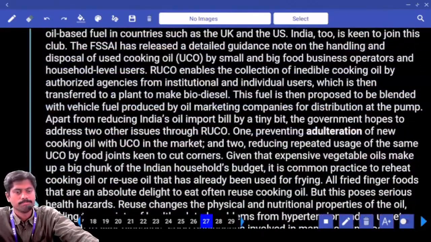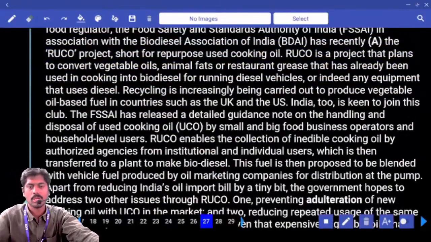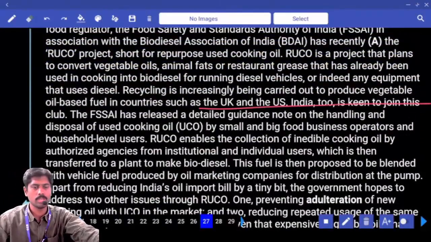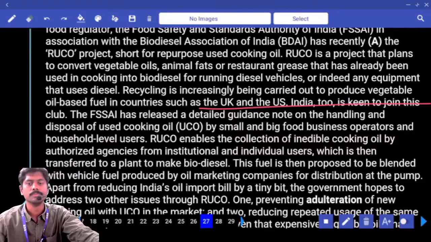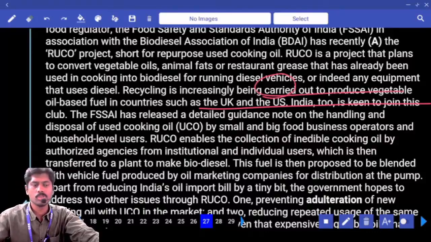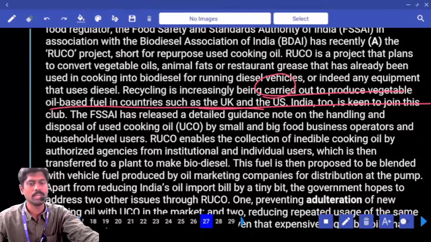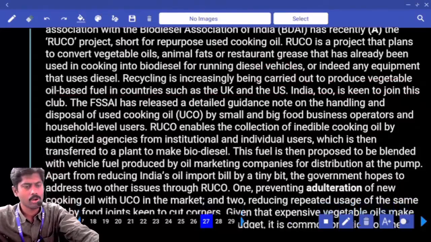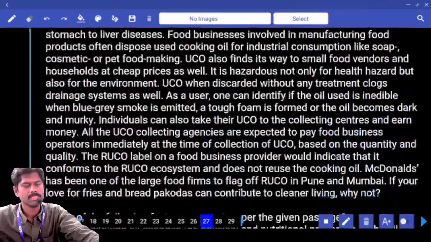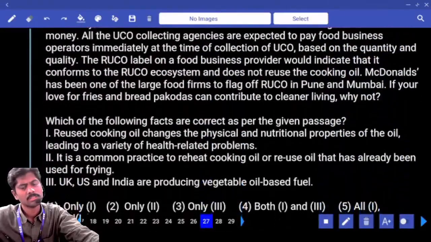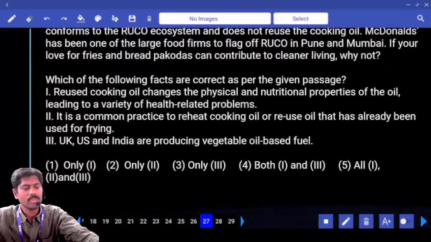Which line? UK, US, India is keen to join this club. What club is that? Carried out to produce vegetable oil based fuel in countries. Is it true or not? Yes? Then answer, do we have all?